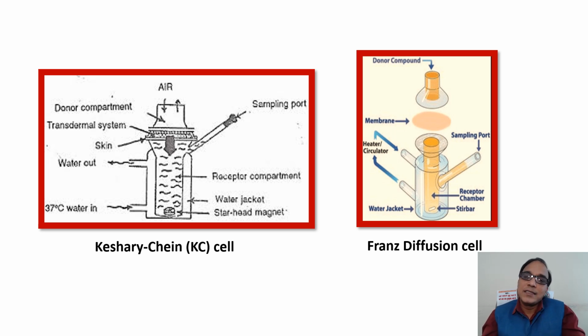Now here we are seeing the Keshary-Chien cell and the Franz diffusion cell. These are two major vertical type diffusion cells. There may be vertical and horizontal also. In vertical, as you can see, this is the donor compartment. The lower one is the receptor compartment, and the membrane is there. This membrane can be affixed. This is a sampling port, and the water jacket is around the receptor compartment, and the stirring bar can be added at the bottom of the receptor compartment, and this entire assembly is put on the magnetic stirrer.